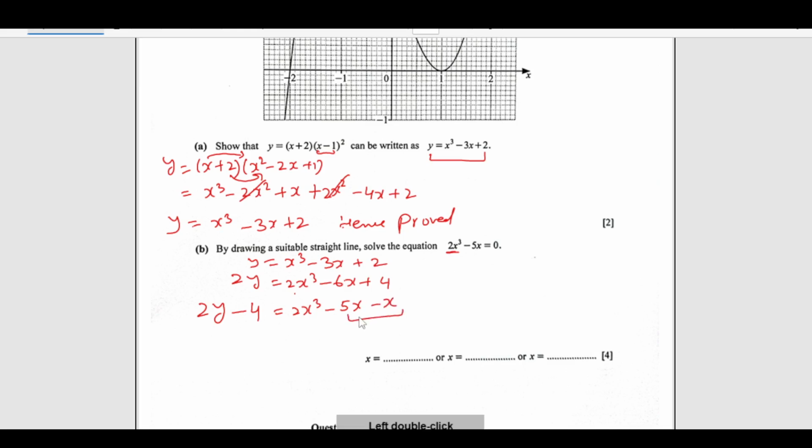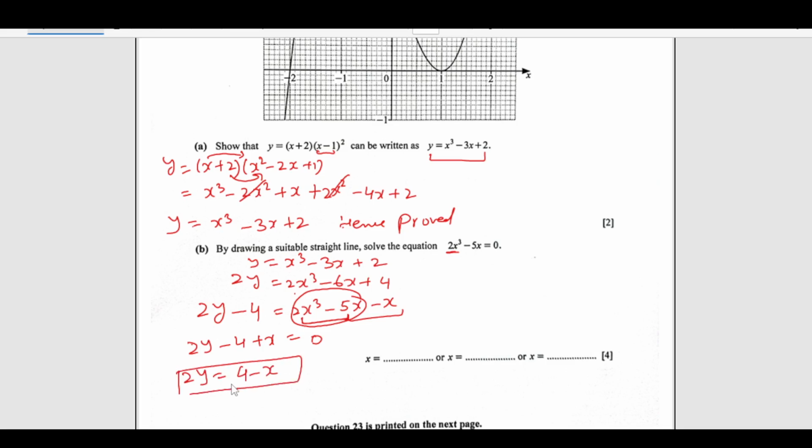From here now we need this one, and put everything on the other side. Minus 4 plus x equals to, now this thing is 0. This is 0, so we have this equation now. From here we can say 2y equals 4 minus x. So this is now our line.